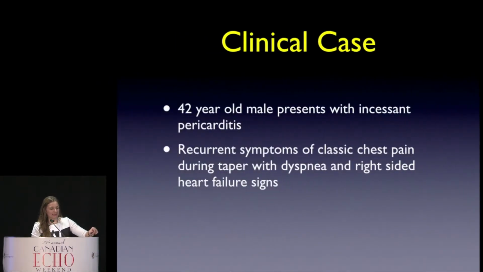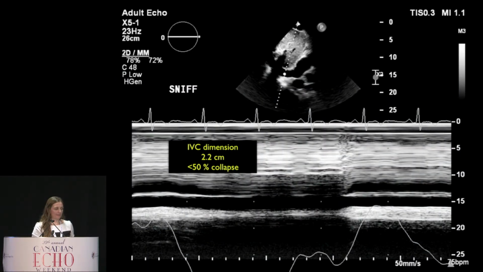We will look at that algorithm through this case, a 42-year-old who presents with incessant pericarditis. As he was being tapered off his anti-inflammatories, he presented with recurrence of his pain, and he also developed right-sided heart failure symptoms. First, we look at the IVC. It's dilated with reduced collapse.